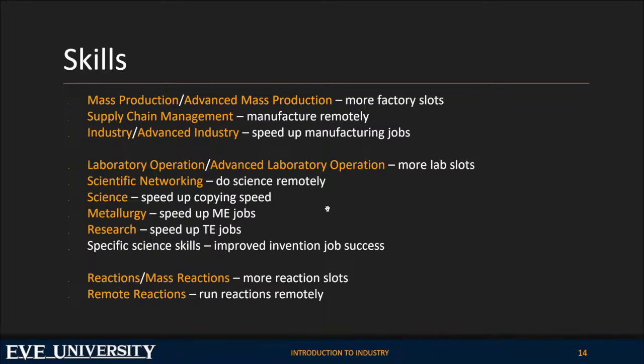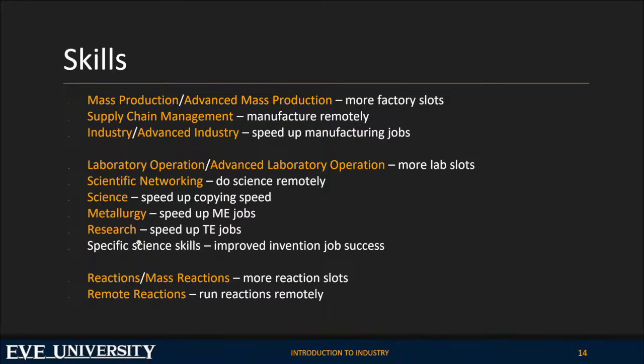And the same goes for all the science stuff. As you can see, you don't just have the lab slots, you don't just have remote stuff. You have the basic skills, science, metallurgy that gives some speed. The research, all of this gives just a bit of speed.